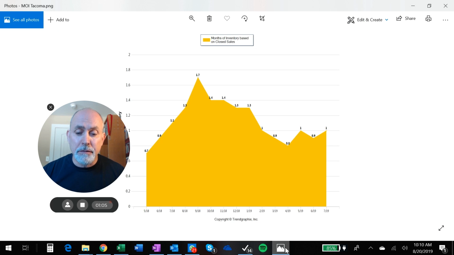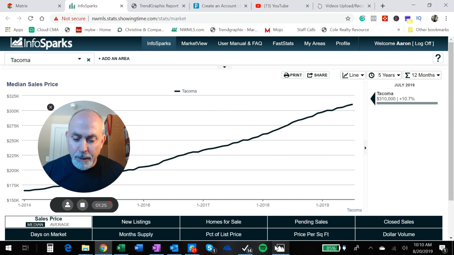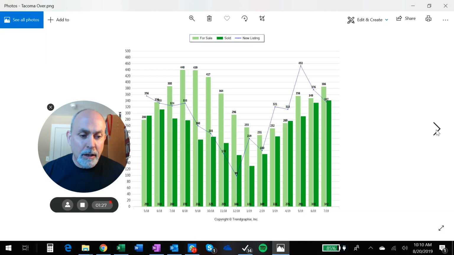Overall, you can see months of inventory. We are at 1 month of inventory, meaning if no new houses came to market, it would take 1 month to sell everything that's there. That's fast. That is a hot market. 3 months is the bottom of a balanced market. So this is caliente. All right, let's look at different price points, as I said.